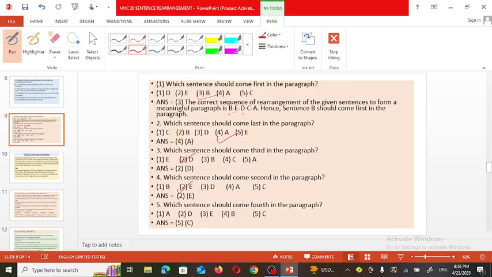So in the second option, E. And which sentence should come fourth in the paragraph? Which will be the fourth, means second last place, whose position is there? C. So where is C? Option C is given for option 5. So for this question, option 5 is the correct answer.